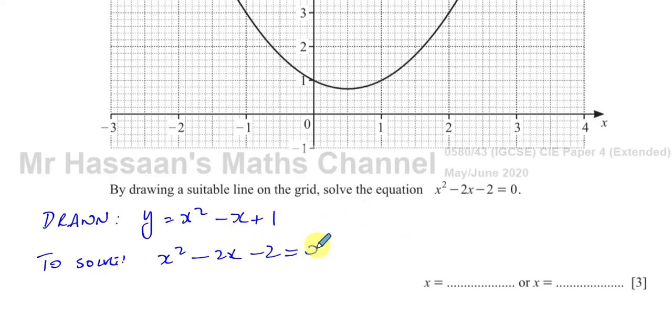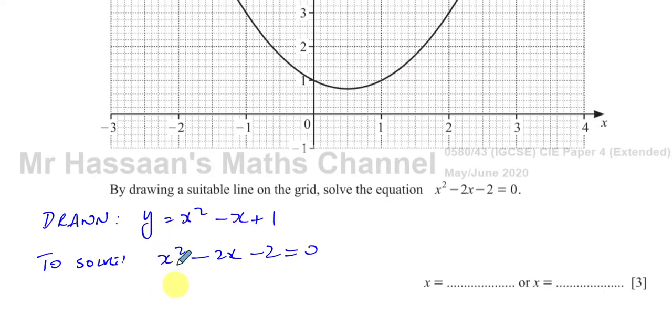Now, the way to do that is to modify the equation given to solve. We can't modify the equation that's drawn because that's what's drawn. Can't change that drawing. But we can change the equation such that we try to make one side of this equation look exactly like what's drawn.